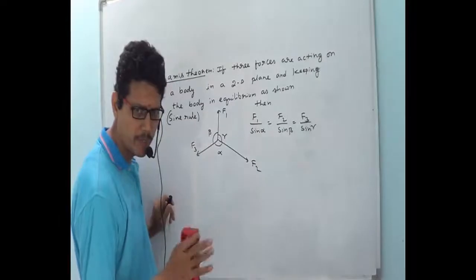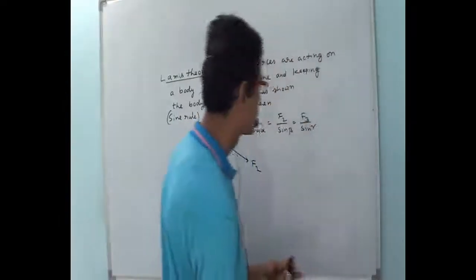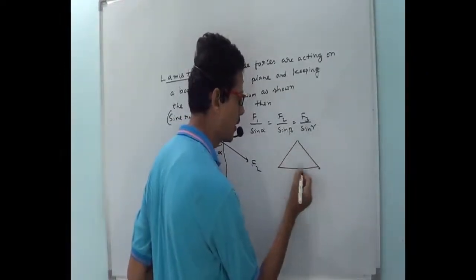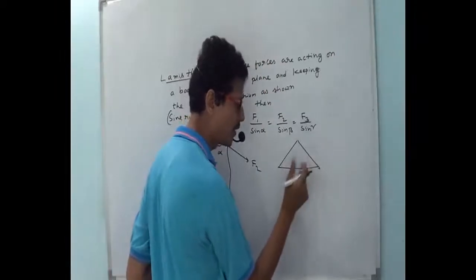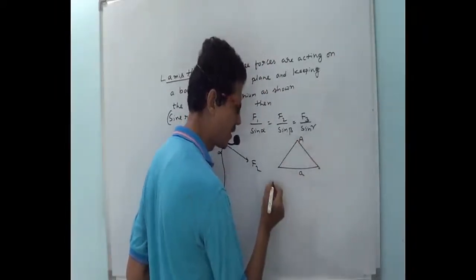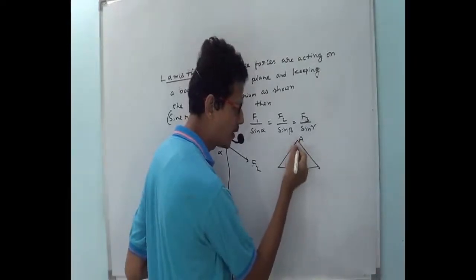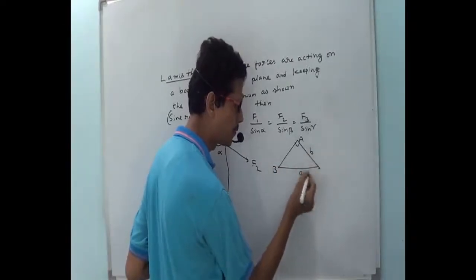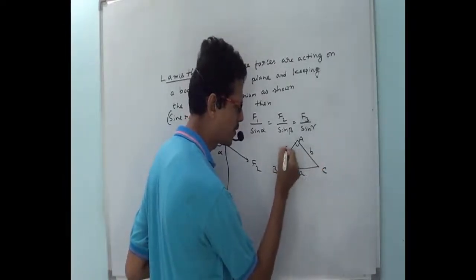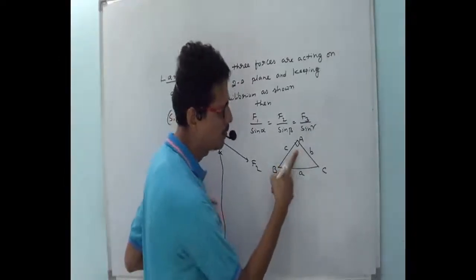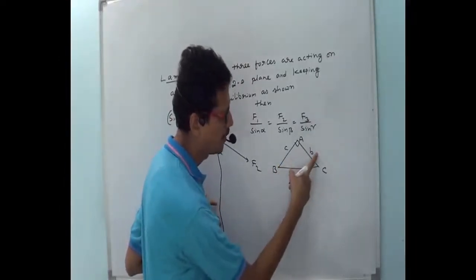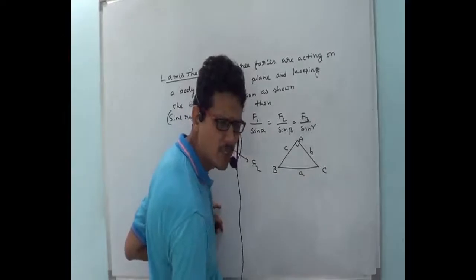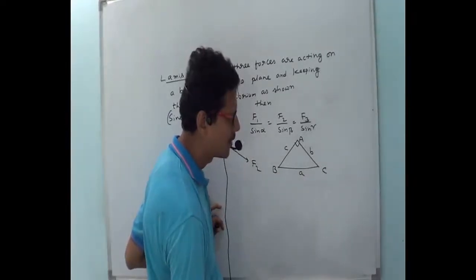For example, you have the three sides of a triangle like this. The side lengths are a, b and c, and the angles are A, B and C. Opposite to the angle A the side length is a, opposite to the vertex B the side length is b, and opposite to the vertex C it is c. So a by sine A is equal to b by sine B is equal to c by sine C. That is called the sine rule. We'll get this in trigonometry.